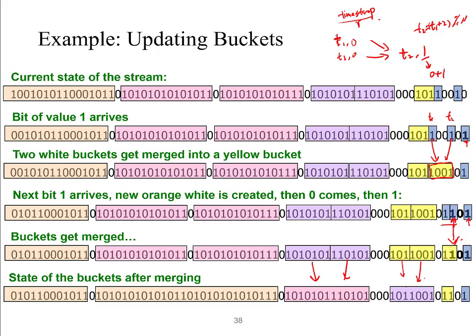And we have 3 buckets with size 8. We combine the oldest 2, get a new bucket with size 16. Right. And we have 2 buckets with size 16. We can stop. So this is what we do when updating the buckets when a new bit comes in.